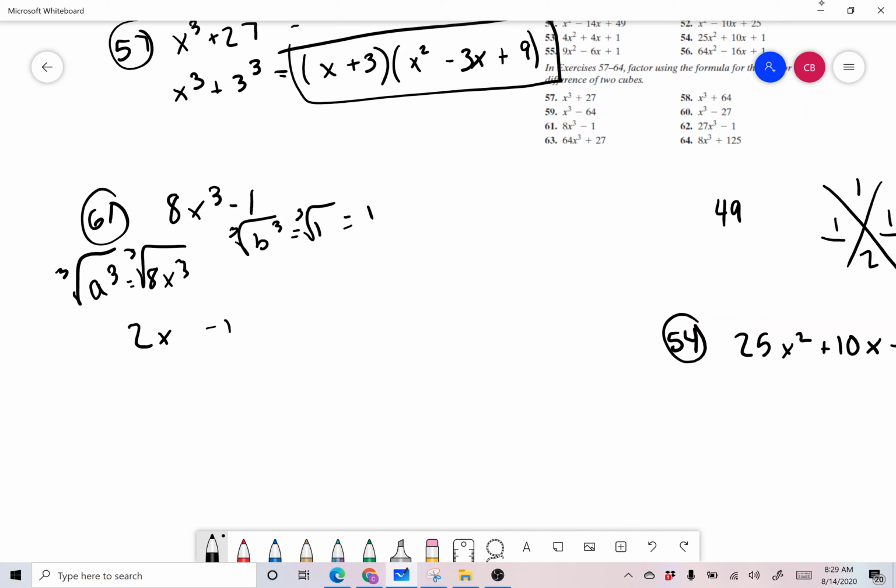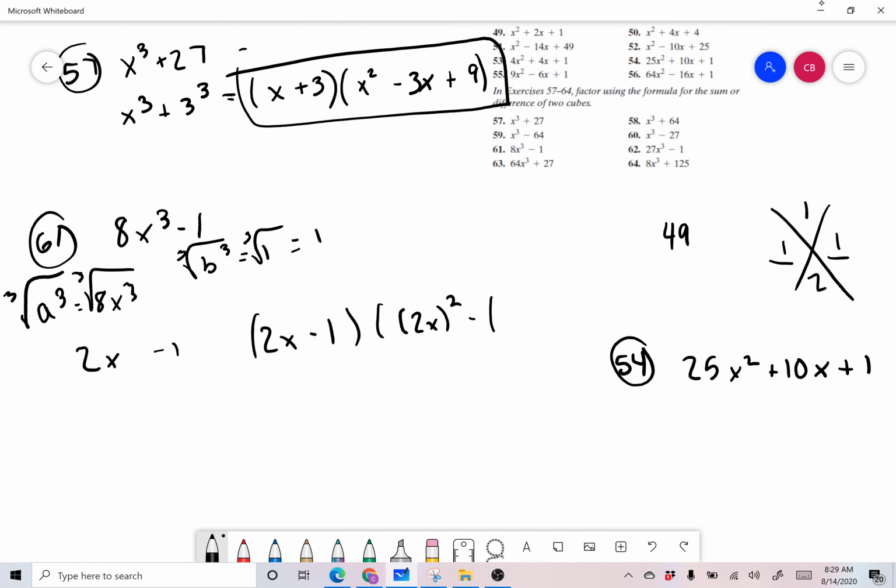That's because this is different, so we're using the second formula, this one. And then we have 2x squared plus 2x times 1, which is 2x. And then we have 1 squared, which is 1. Okay. And this time I'm going to simplify, so I have 2x minus 1 and 4x squared plus 2x plus 1. And therefore that is your factored form, and you are done.